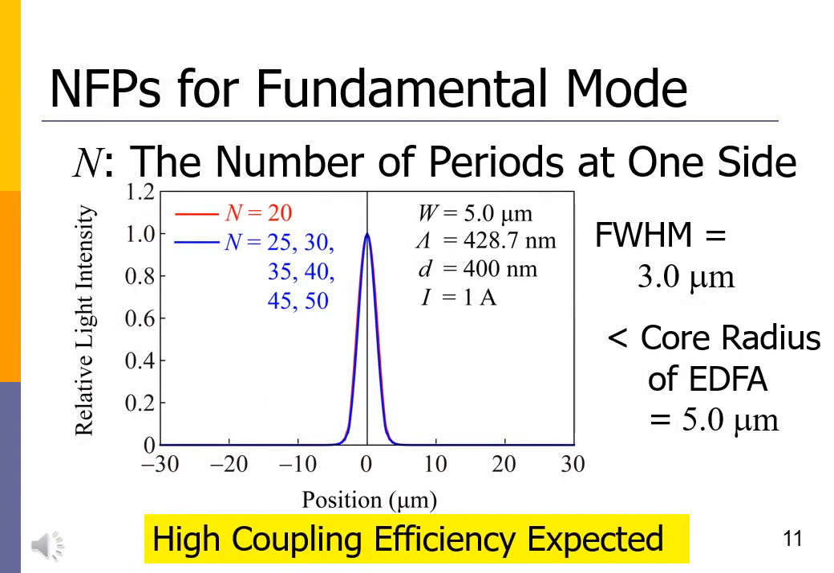This figure shows near-field patterns for the fundamental horizontal transverse modes. The injected current I is 1 amp. The near-field patterns almost overlapped. FWHM is 3 microns, irrespective of existence or non-existence of kink. Since the core radius is 5 microns, high coupling efficiency of the laser beam to the erbium-doped fiber is expected.